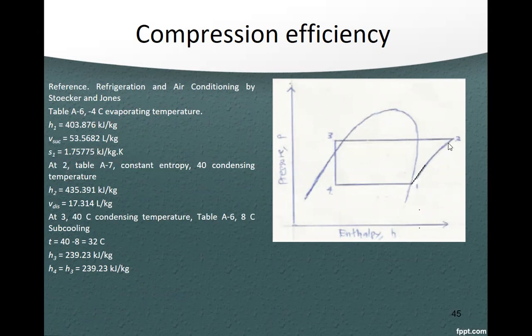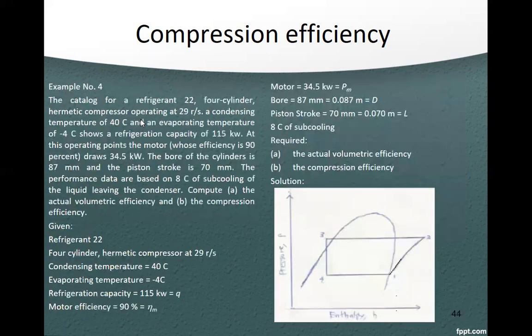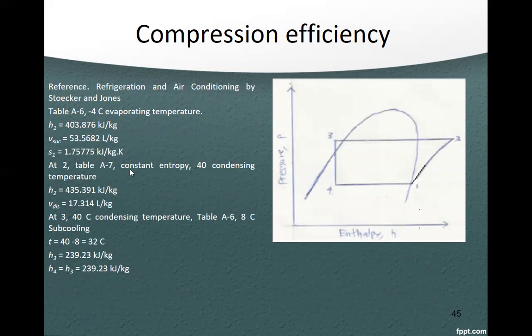At 2, use the diagram or the figure. Actually, no, the table. So Table A-7, for superheated refrigerant 22. At constant entropy and 40°C temperature, interpolate. h2 is equal to 435.391 kJ per kilogram. Discharge specific volume is 17.314 liters per kilogram.